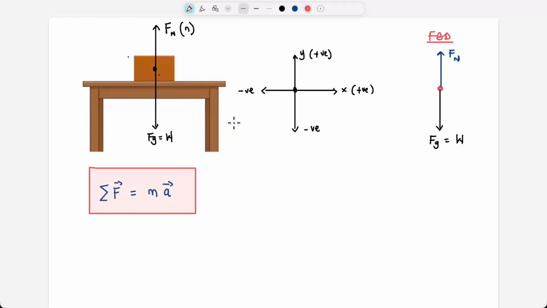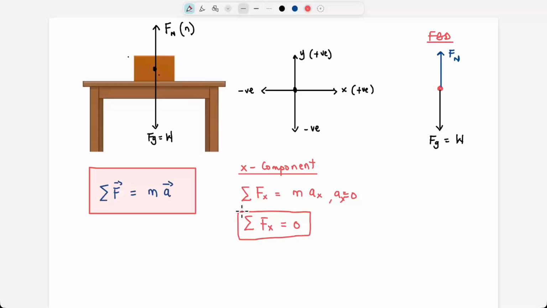Okay, so for the horizontal component, the net force acting along the x direction is equal to the mass times ax. So the net force along the horizontal direction is equal to the mass of the block times the horizontal net acceleration. But we don't have this block moving left or right, meaning it is not accelerating in the horizontal direction. So that tells us that ax is equal to 0. All right. So the net force along the x direction is equal to 0. And that is all we can write for this part of the motion.